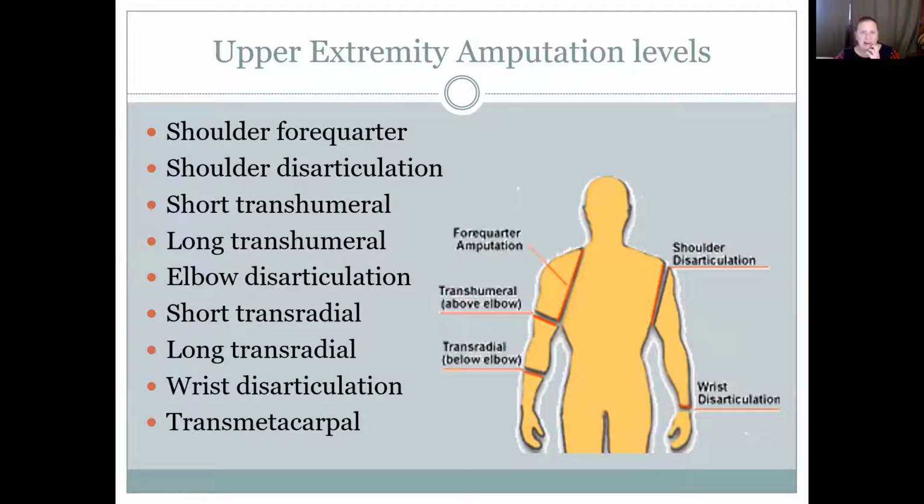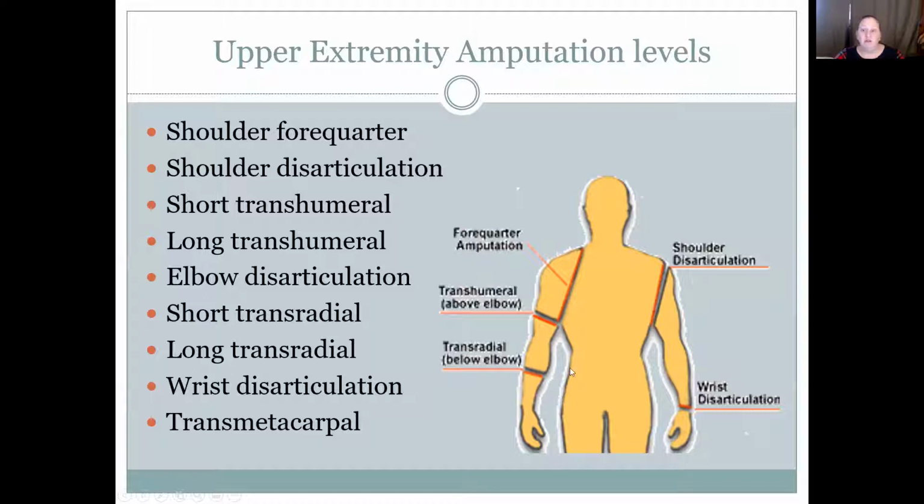All right, let's talk about upper extremity amputation levels, okay? You have shoulder forequarter, which is here, across the chest. You lose the entire arm and shoulder. Shoulder disarticulation, where you still have this part of the shoulder versus here, where it's lost, okay? So down through this area. Then you have short transhumeral and long transhumeral. I'm sorry, that's transradial, and this is your transhumerals.